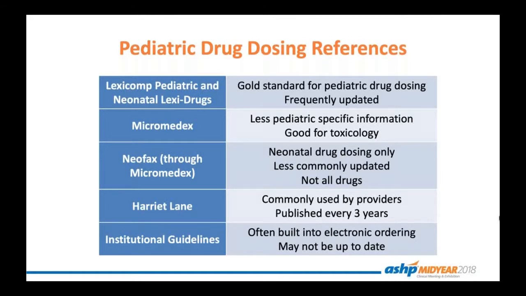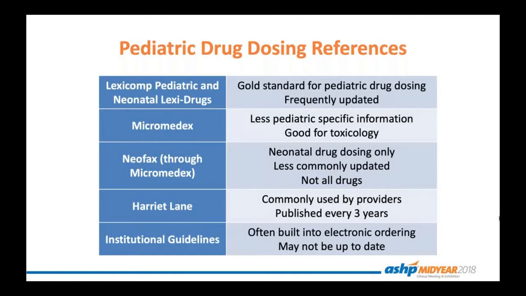Harriet Lane is a reference that you may hear providers commonly refer to. It is a publication that is put out every 3 years by Johns Hopkins, and this is a reference that contains not only drug dosing, but also diagnostic information and lab monitoring information. So it is a publication, in print, so not as commonly updated, and does not contain all medications. So I do not recommend utilizing that as a first line for drug dosing.